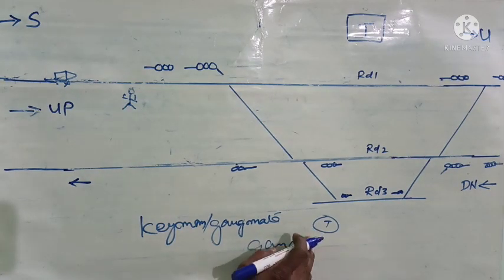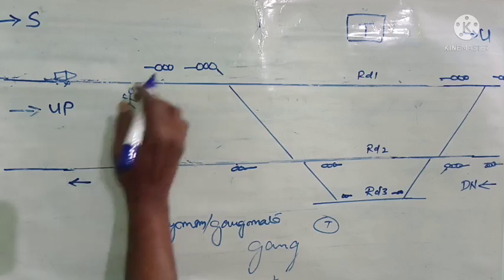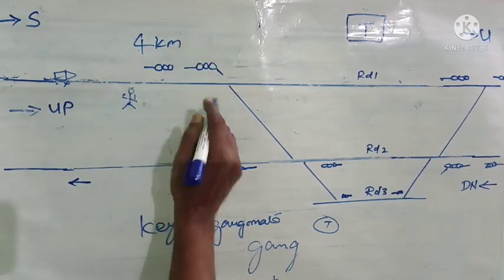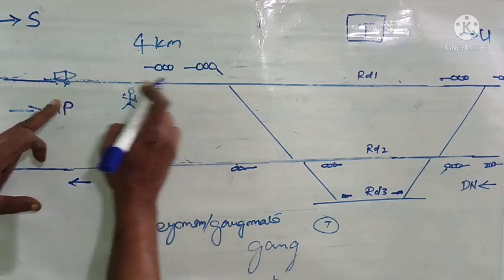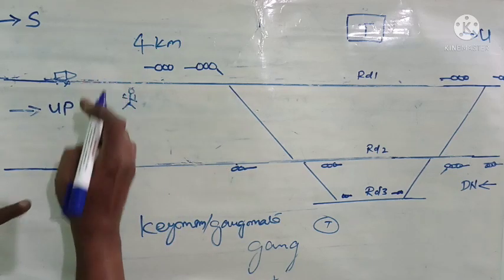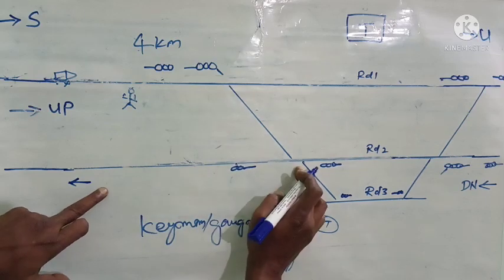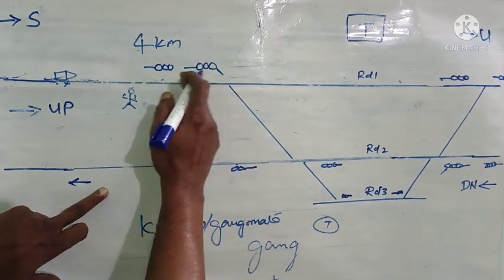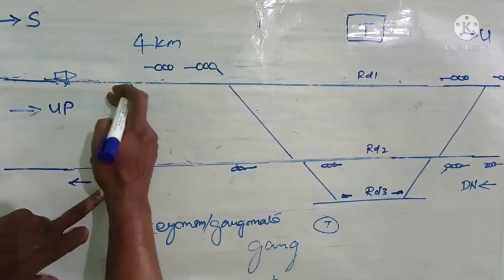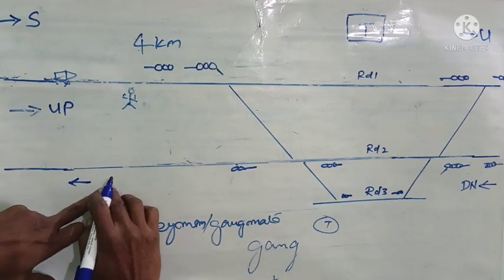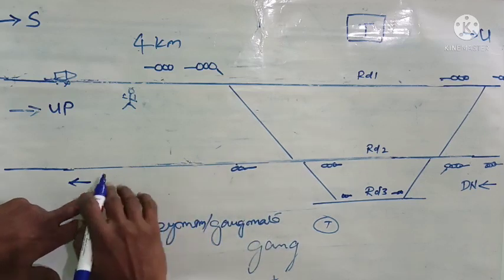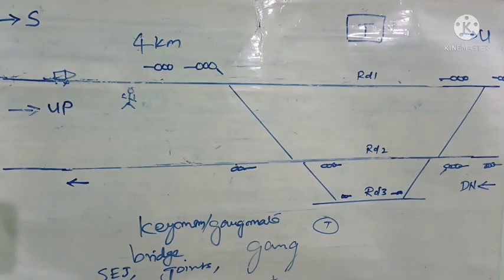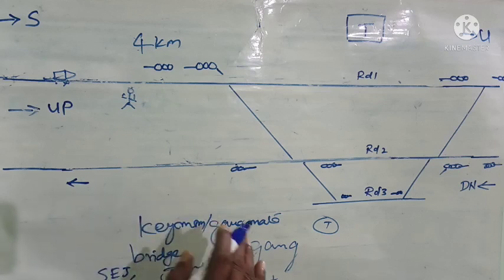So the keyman here, he will first walk for 4 kilometers of this up line. From here, he will walk for 4 kilometers. Thereafter, another 4 kilometers from here towards the station. So first 4 kilometers he will walk in the morning, and the next 4 kilometers, that is the same kilometers in the down direction, he will walk in the afternoon. The areas where this keyman will be giving more attention will be the joints, SCJ and the bridge, etc. And in addition to that, he will see that the keys of the track is intact.